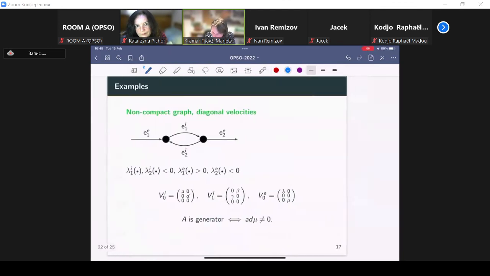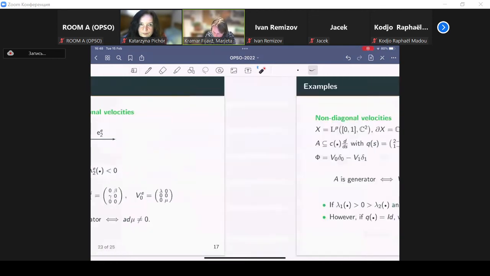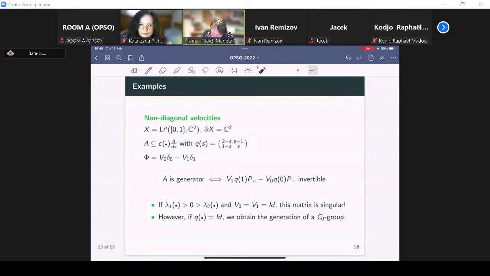I have a few examples, but maybe I will skip. Maybe this one I will just mention. So this is a similar situation, but with non-compact graph. And I have put some coefficients here, and I can see that A is a generator if and only if, for example, these conditions are non-zero. One can characterize it. But let me go to a more interesting example.